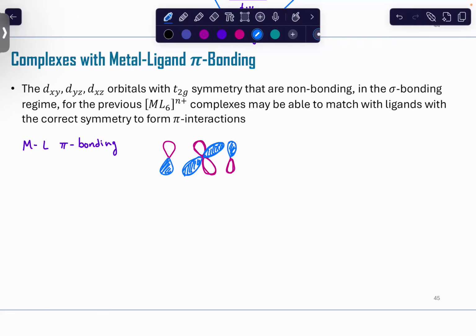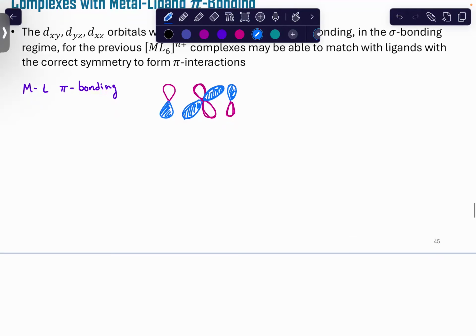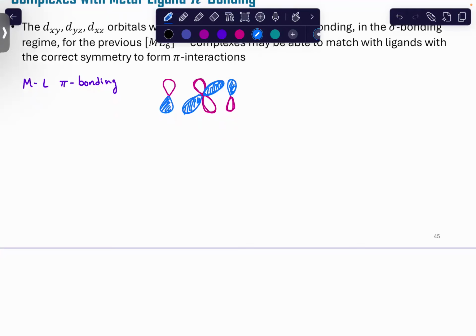And then, of course, another place that pi interactions are possible is, and this is in particular for Pi-Acceptor Ligands, okay? So let's take a look at which one it is. Yeah, so carbon monoxide is a Pi-Acceptor ligand.